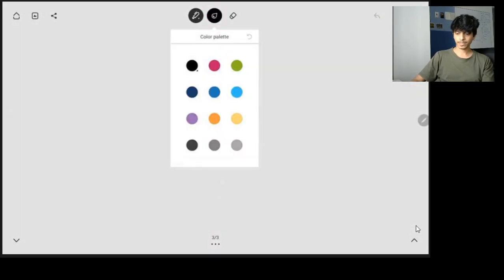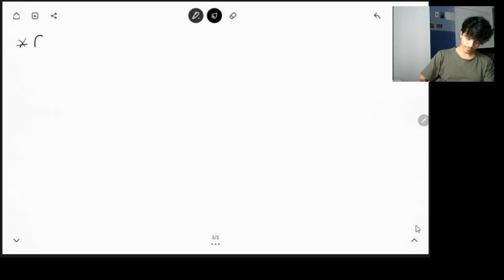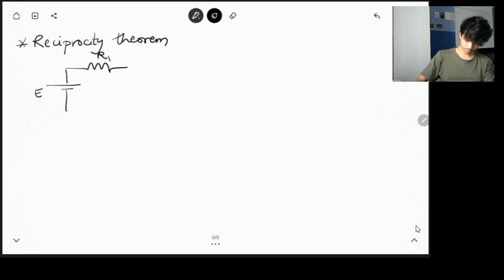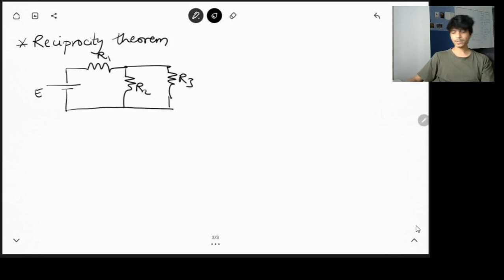The next theorem that we are looking at is what is called the reciprocity theorem. This is a very interesting theorem. Let's again look at it in the context of some example circuit. So here is a voltage source E, and suppose because of this voltage source E, there is a current I flowing through this resistance R3.